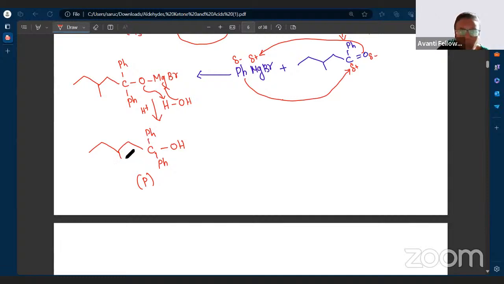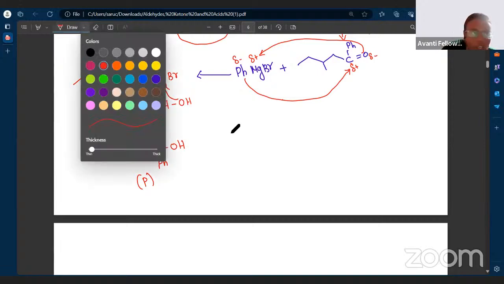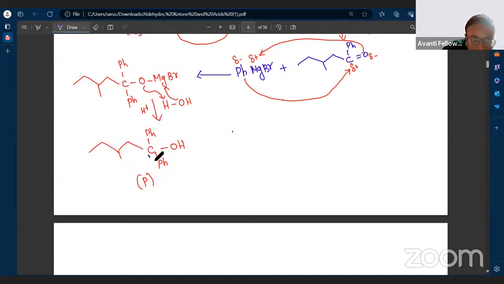Okay, so now, is there any chiral carbon? Is the first carbon a chiral carbon? No, because it has two hydrogens, so it is not a chiral carbon. Here you have different groups: an ethyl group, CH3 and hydrogen, and here a different group. So this is your chiral carbon. So I have one asymmetric center. Okay, so P has an asymmetric center.